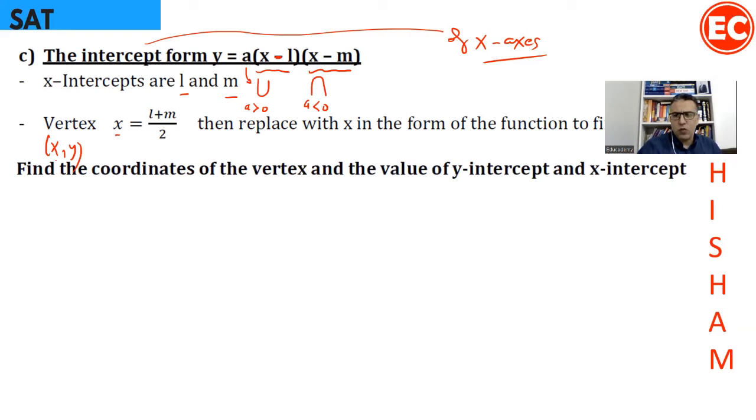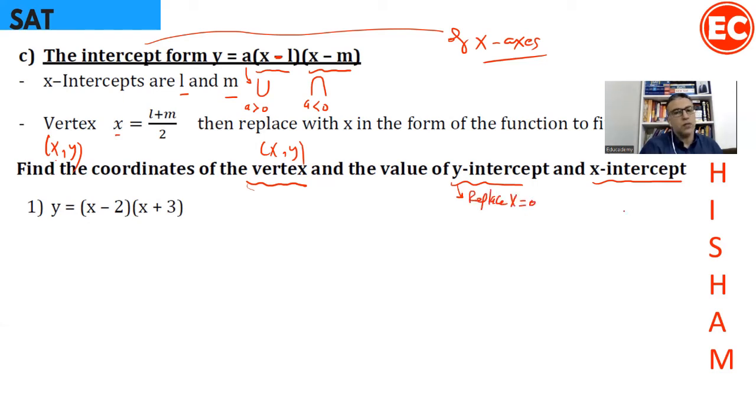Let's go directly to one example. Here, it says, find the coordinates of the vertex, x and y. Find the value of the y-intercept, find the value of the x-intercept. Let me remind you that to find the y-intercept, I replace x with 0. And to find the x-intercept, in this case it's the easiest one because I have the x-intercepts directly. While you are solving the third form, I prefer to start by sketching.